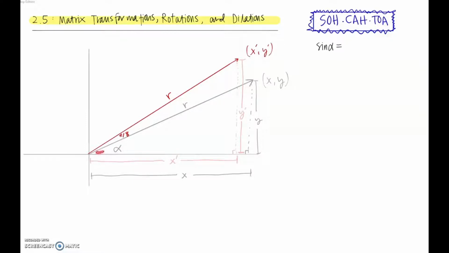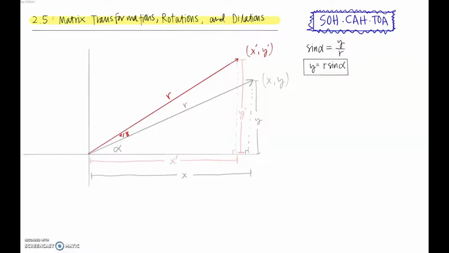So if I was looking just at the gray triangle, I could say that the sine of alpha is the opposite over hypotenuse, so y over r. So then just multiplying both sides by r, I get that y all by itself equals r times sine alpha.